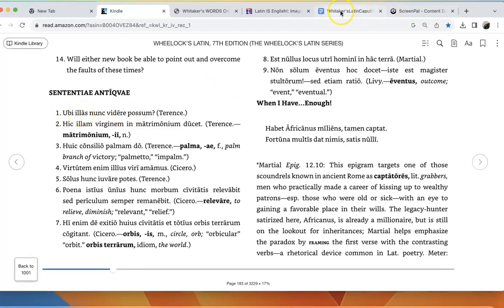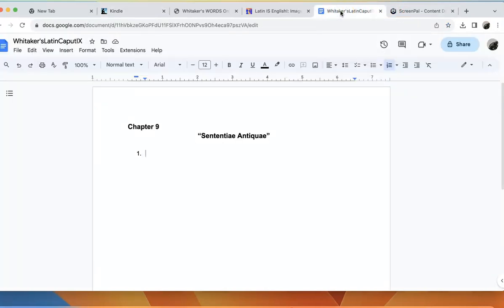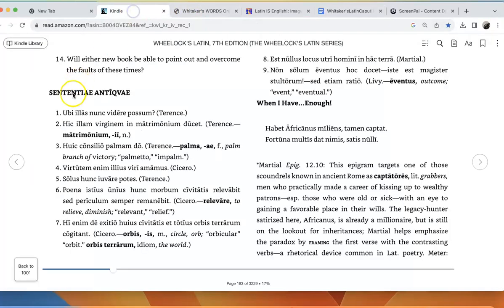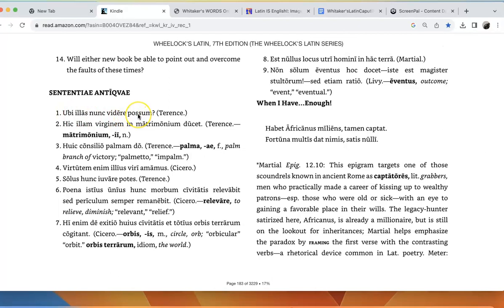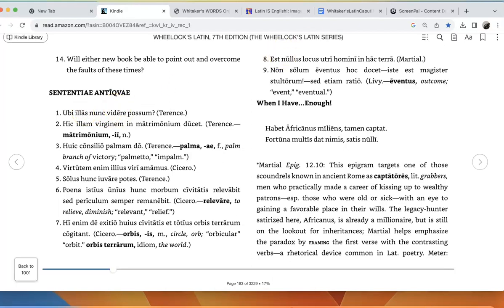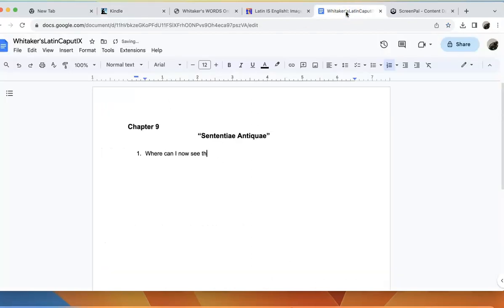So let me write that out, and then I'll try to explain it in greater detail. Where am I now able, or where can I now? Maybe I'll put that a little bit easier. Where can I now see them? So where can I now see them? So where, ubi, can I, or am able, possum, now, nunc, there's our infinitive to see. I guess let me change that to those since it's probably a little bit better. So those.